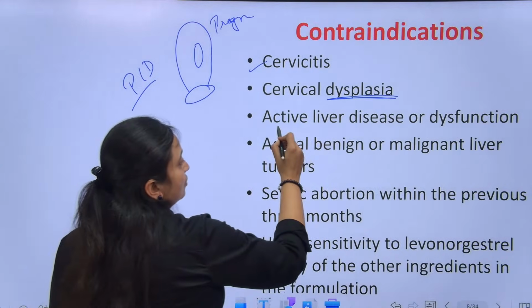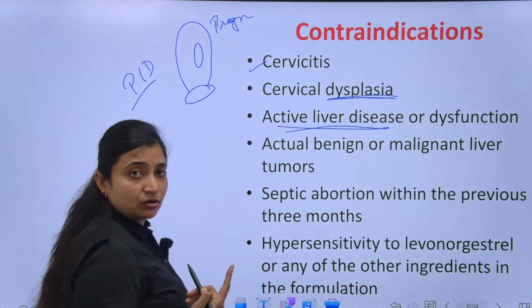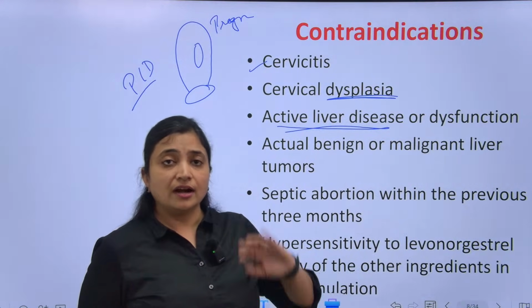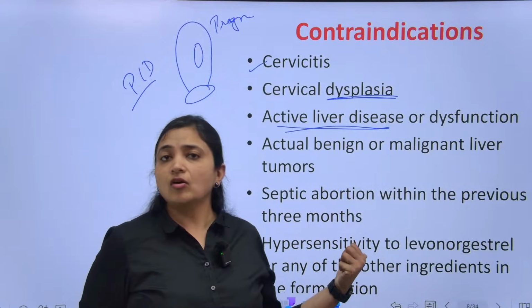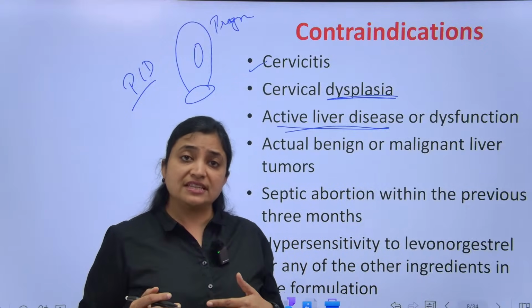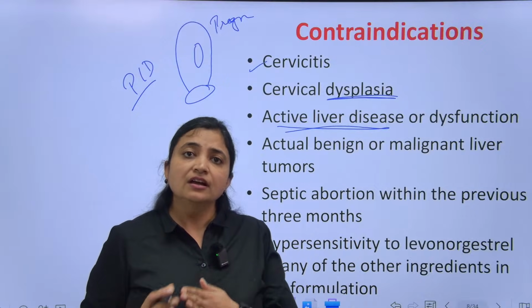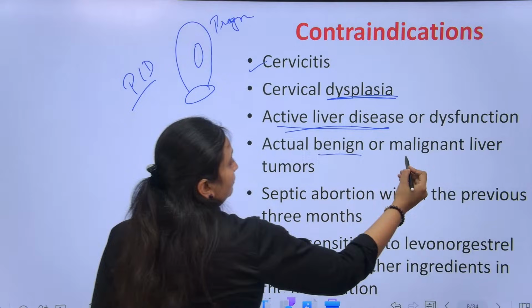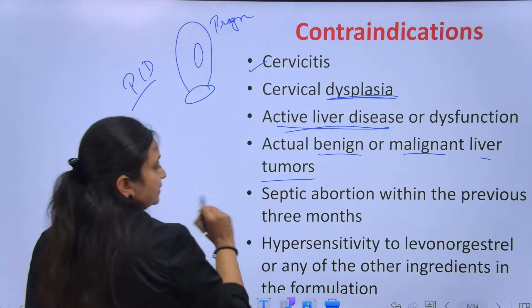Active liver disease or dysfunction, because it is a progesterone containing device. None of them are absolute contraindications. The earlier page were absolute. These are not absolute. If the liver function is normal and there are minimal systemic side effects, we can monitor during the whole thing. Benign or malignant liver tumors.